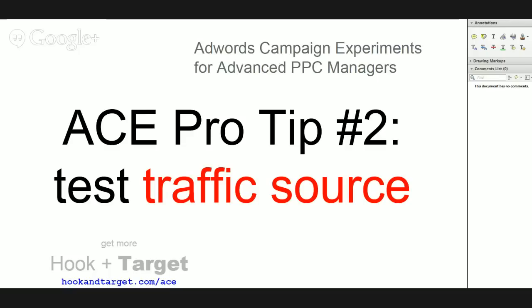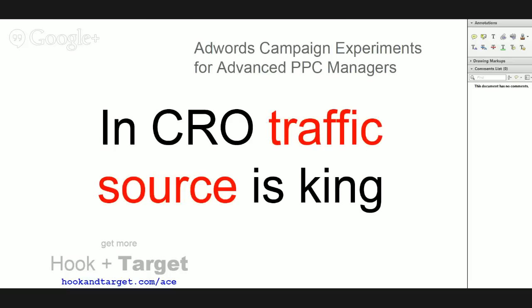Test source traffic. This is the unique part of ACE. If you use a landing page software that allows you to test, or you've been using AdWords to test ads against each other, you've been testing lower down in the funnel. But when it comes to source traffic, the source of your traffic, it is king when it comes to your conversion rate optimization. Let me explain.